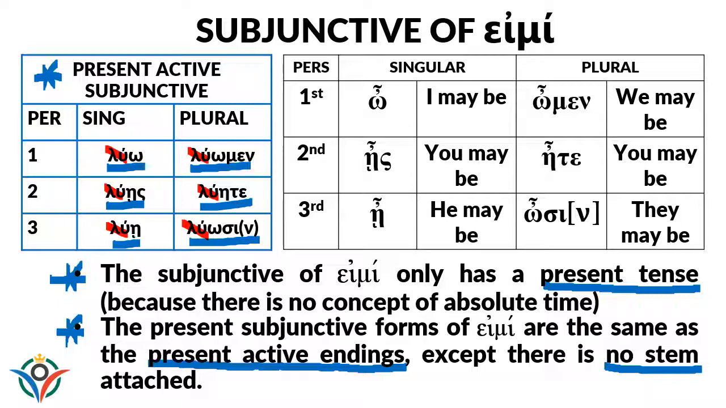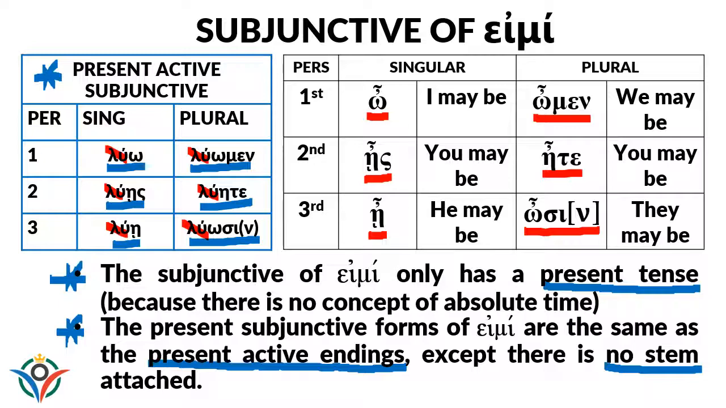So take a look on the right hand side. The first person singular is ō. The second person singular is ēis. Third person singular is ēi. First person plural is ōmen. Second person plural ēte. Third person plural is ōsin.